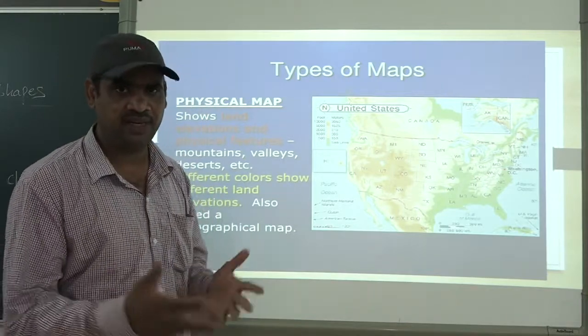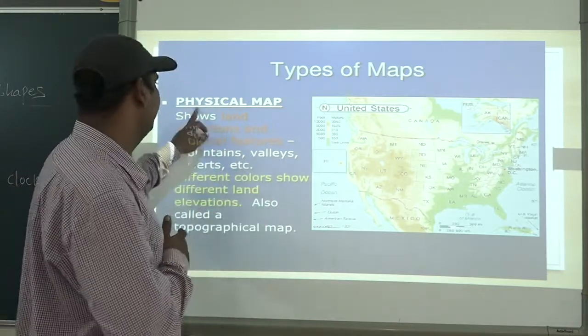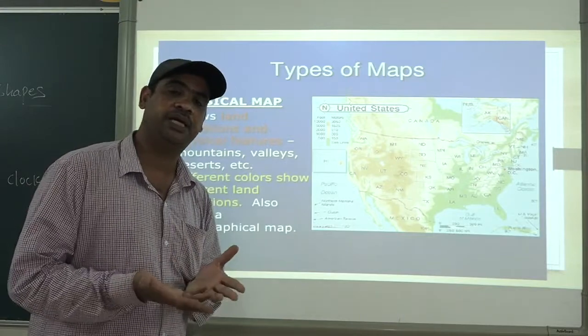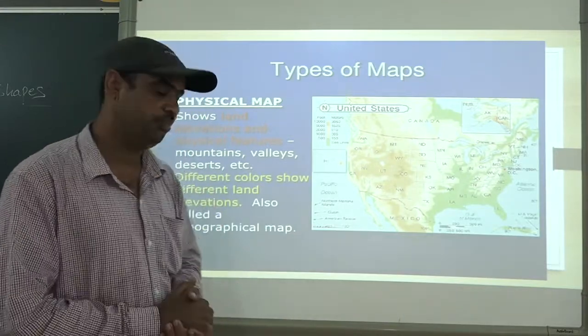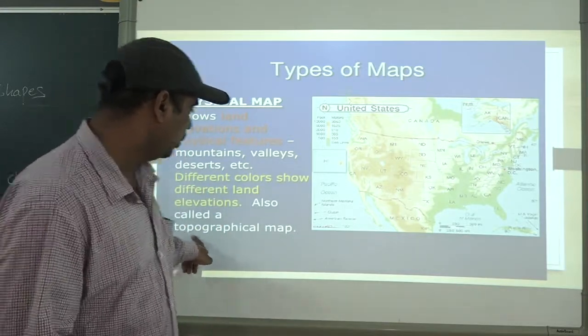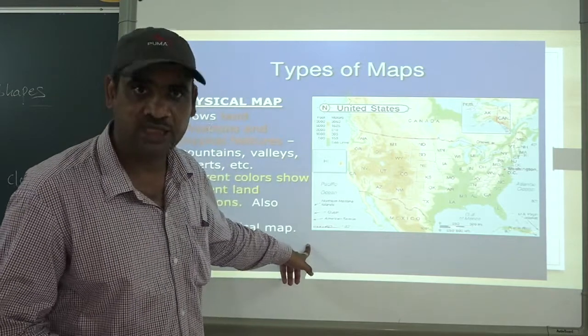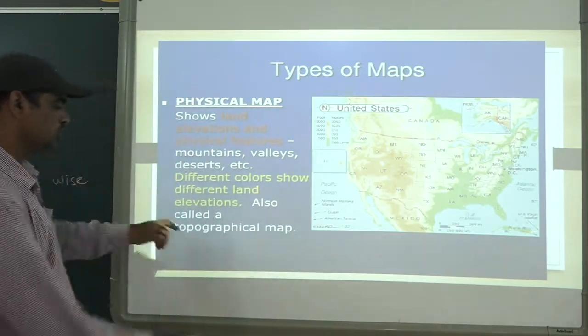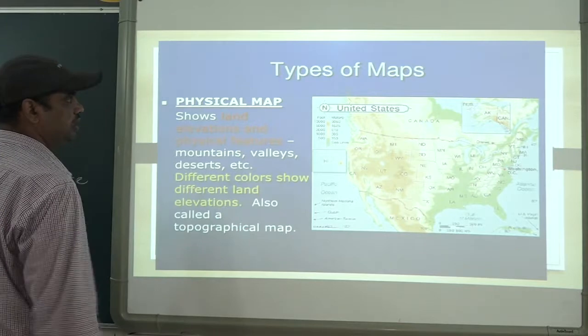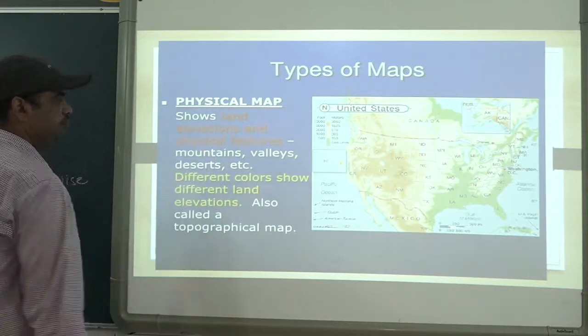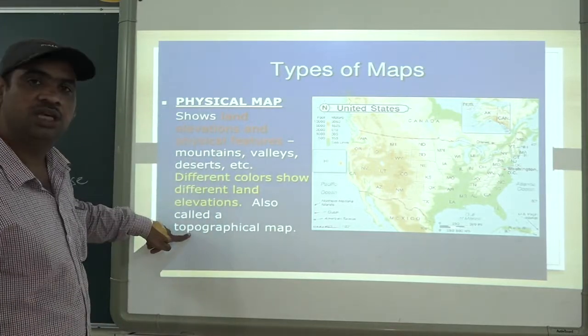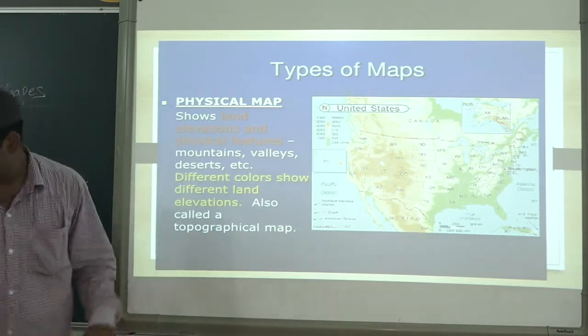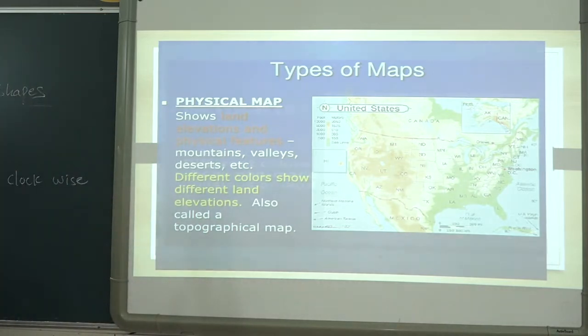Seas can be shown too. We can say the physical features of a particular area are shown on a physical map, or it is also known as a topographical map. What is it? A topographical map. It is also called a topographical map. This and this are the same. A physical map is also called a topographical map. This is the first type of map.